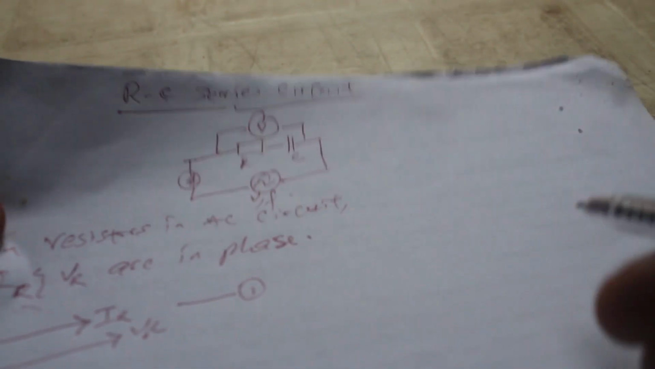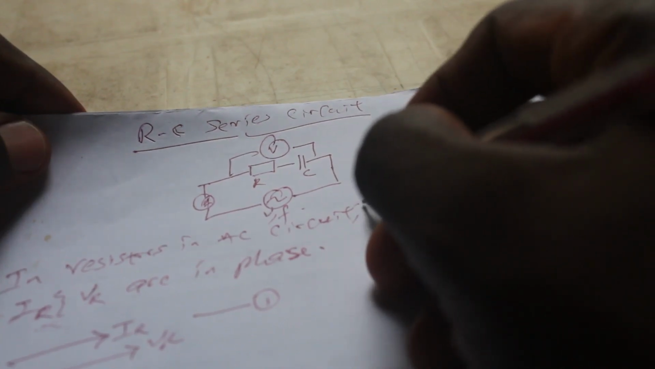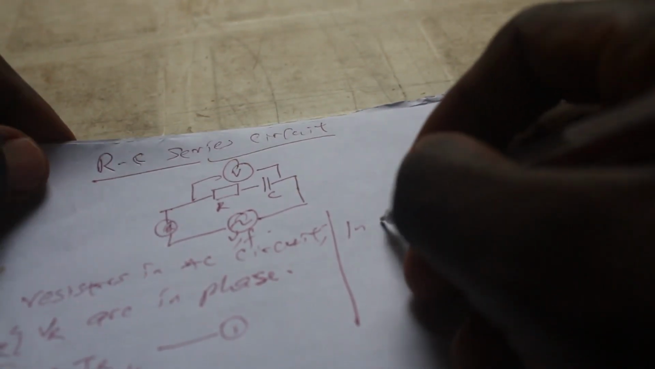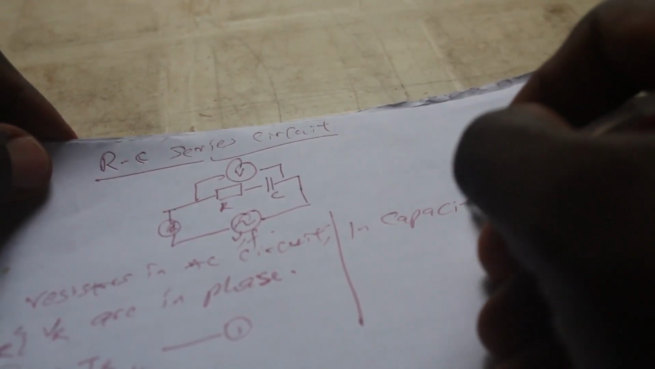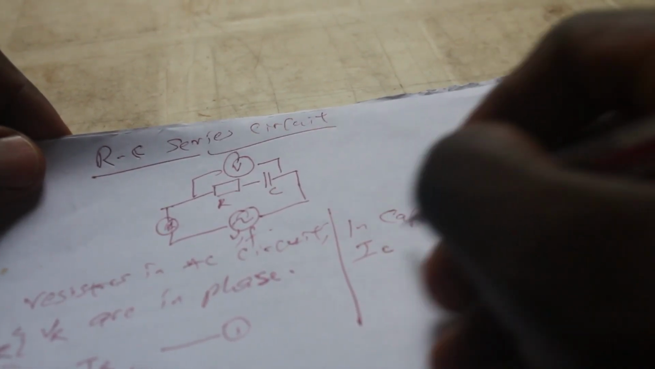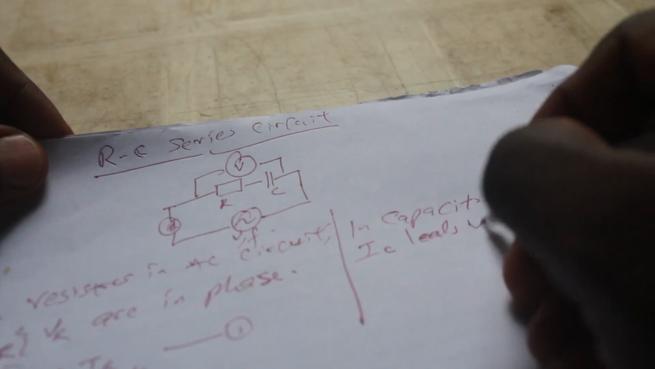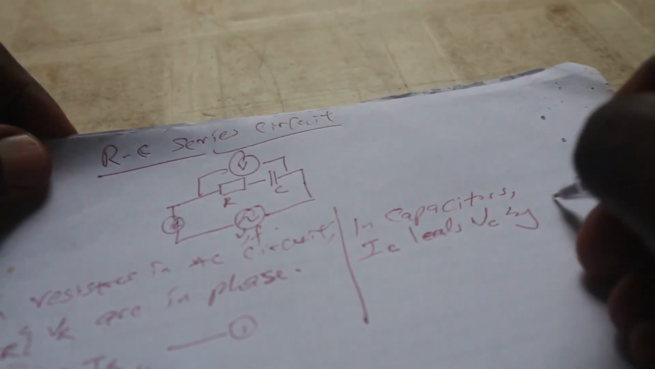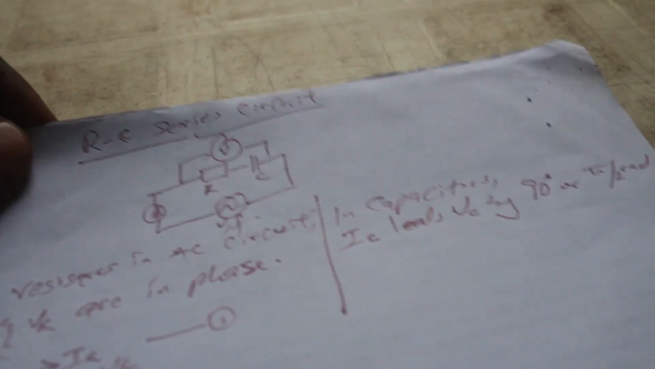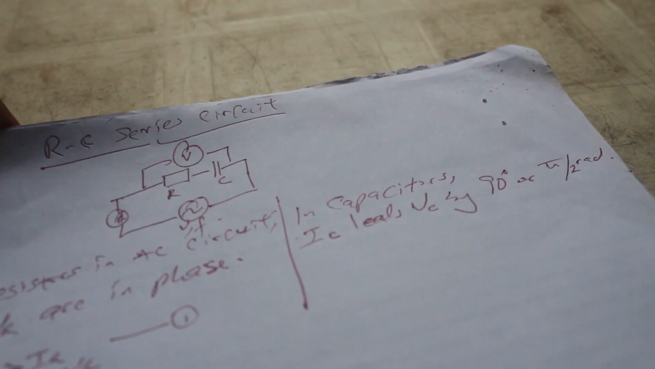Now similarly, in capacitors, remember, we know that the current in a capacitor leads the voltage in that capacitor by 90 degrees or pi over 2 radians. Yes, remember we discussed that earlier.